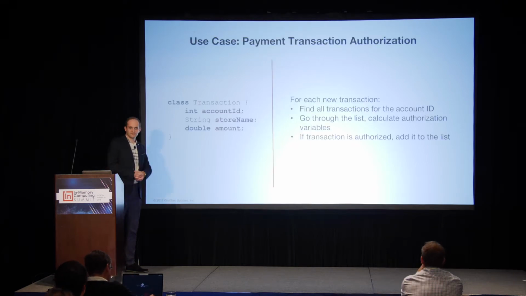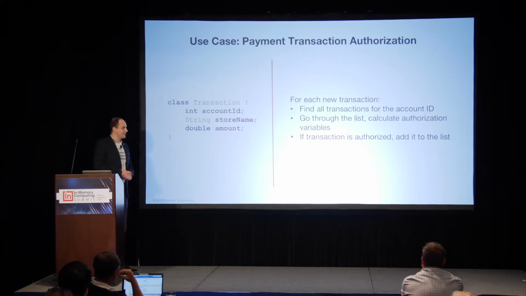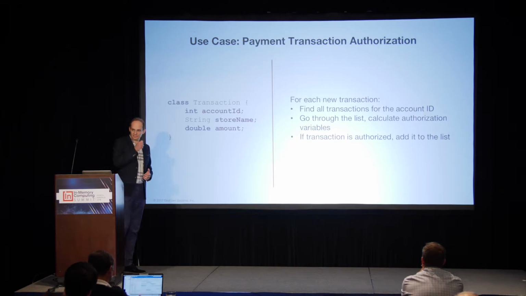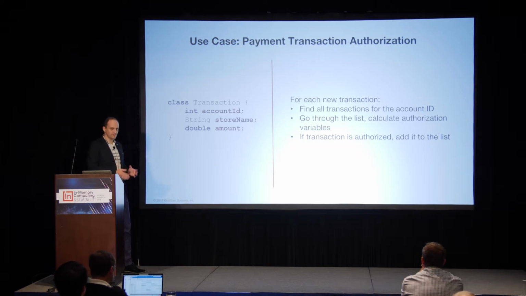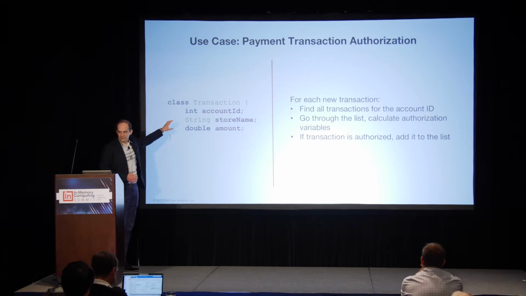Another example. This is a payment transaction authorization example, a use case from the banking area. What we do here is we want to authorize the transaction every time someone swipes the card. So every time someone swipes the card, we want to create this transaction object, which is very simple. It has the account ID, the store name, like the name of the store where it happened, like Walmart or Target or whatever, and then the amount of the transaction, right?